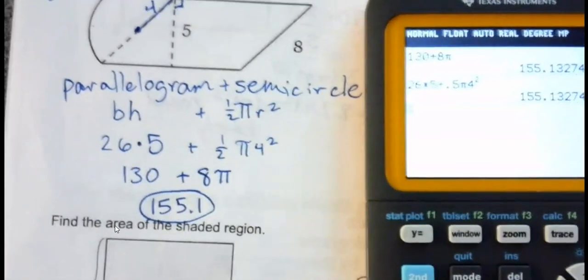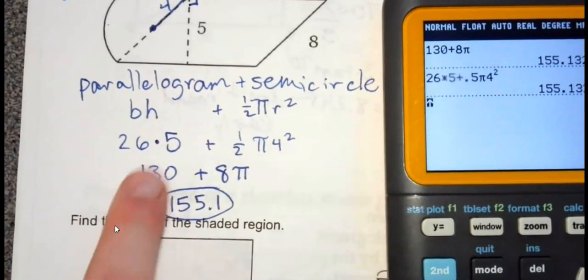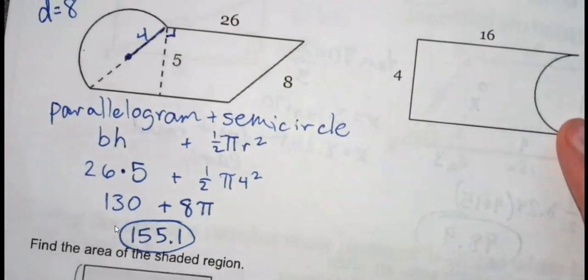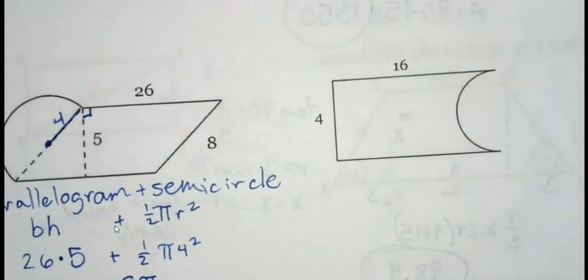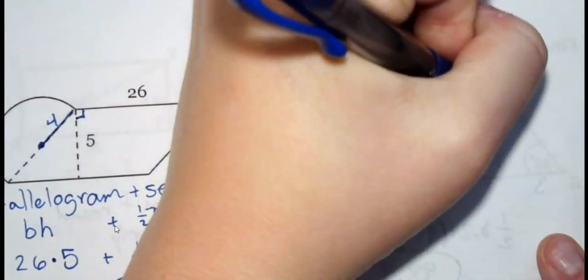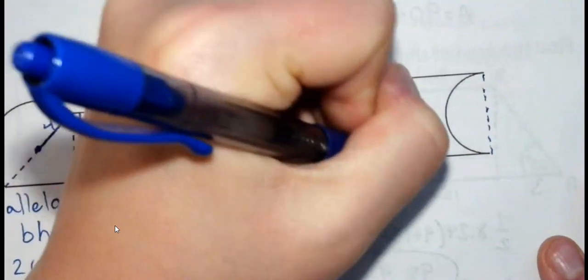Like, you will end up with the same thing, no matter if you put this or that in the calculator. It's up to you. Okay, this one is slightly different because you have a rectangle and then you've got a funky looking shape. It's almost like someone has taken a bite out of this rectangle. The bite part, I guess we'll call it, is a semicircle. So you do have a rectangle, and you do have a semicircle.